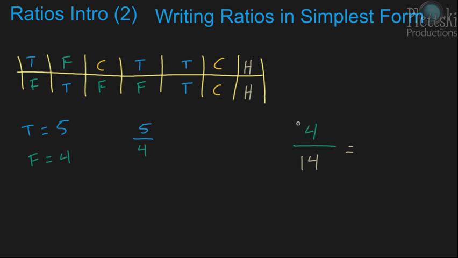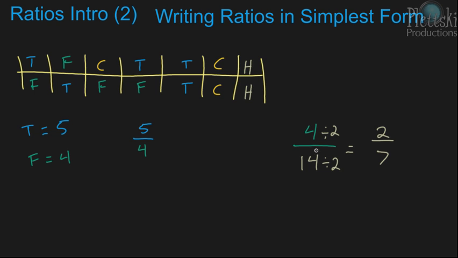And in this case, we can simplify because the top number is divisible by 2, and so is the bottom. They're both divisible by 2. So if we divide the top by 2, we get 2, and the bottom by 2, we get 7. So we can write our ratio in a simpler form.